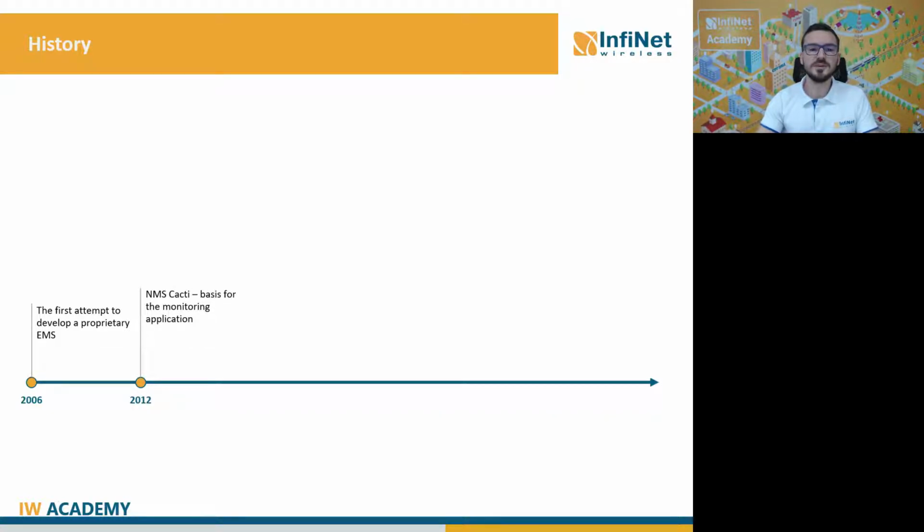Then, for a few years, nothing new happened in this regard, so by 2012, there was a long-felt need for a monitoring system. Eventually, NMS Cacti was chosen as a basis for the new application. And 2 years later, InfiMONITOR was created as a plugin for NMS Cacti. This system had 2 main disadvantages. First, it was dependent on a third-party NMS, and second, it could only support a limited number of devices.